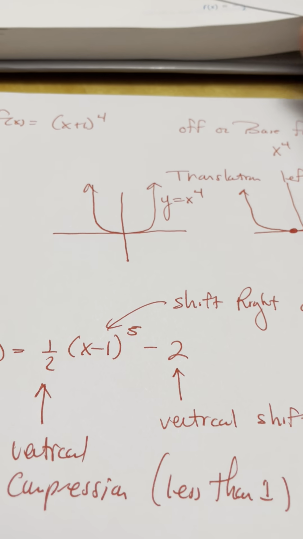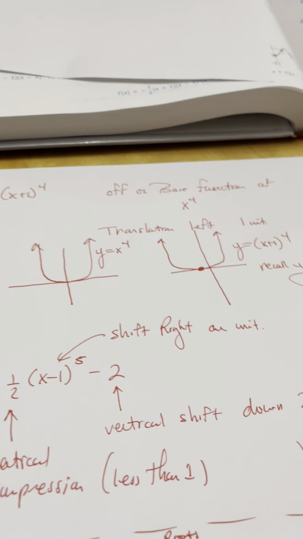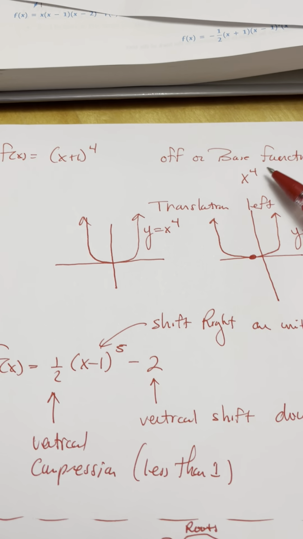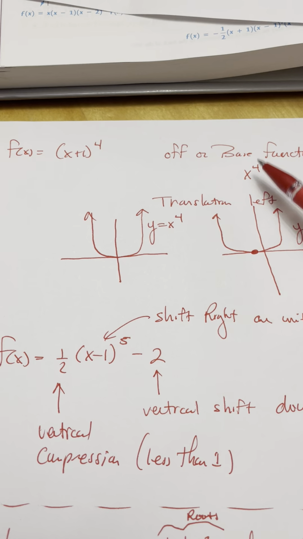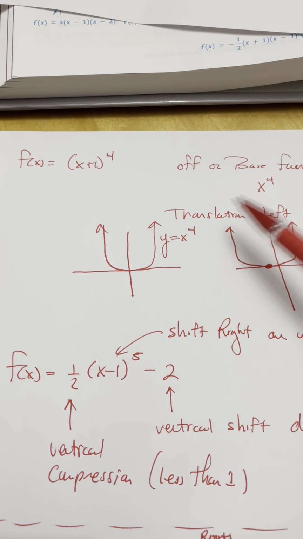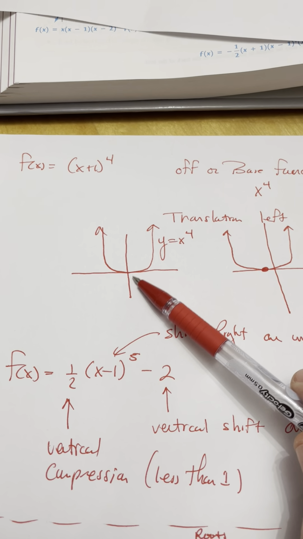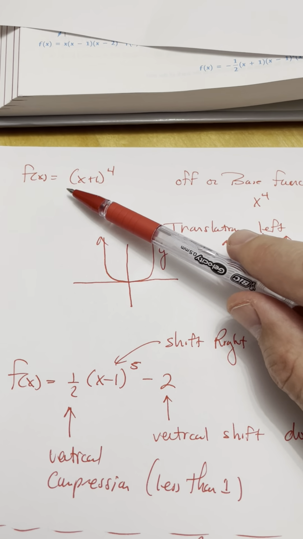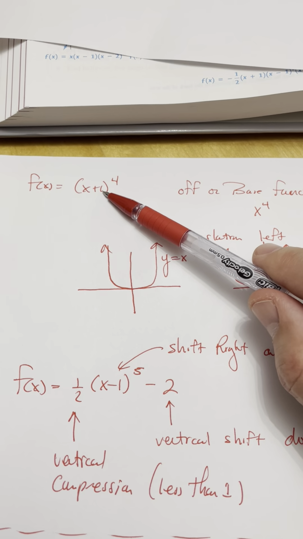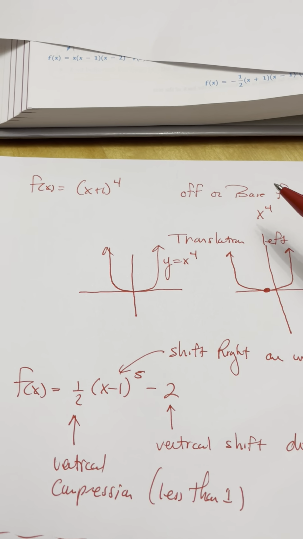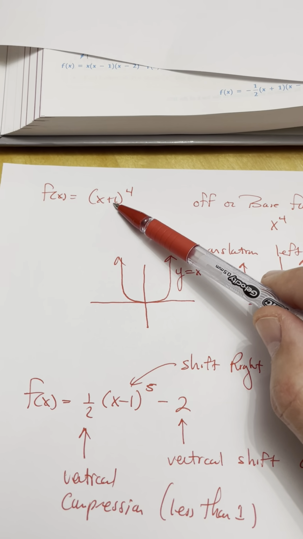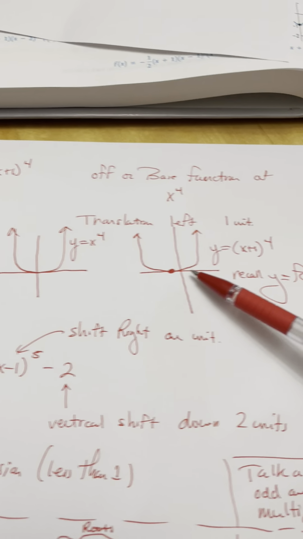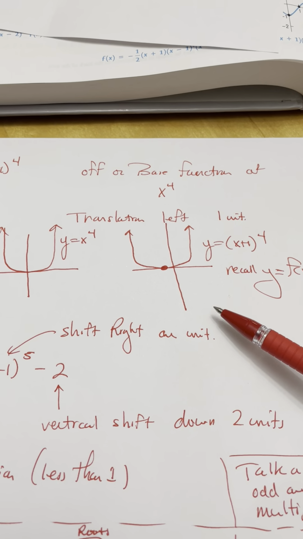One of the things it's going to ask you is translations again. Sorry about the moving video. So we're going to work off the base function x to the 4th. Here's our x-axis, here's our y-axis. What if you take f of x equal to (x plus 1) all raised to the 4th? Well, that plus 1, because it's in the argument, is going to shift our graph 1 unit to the left.